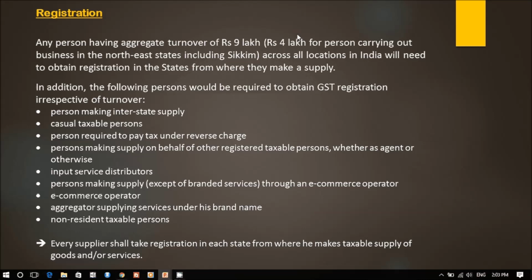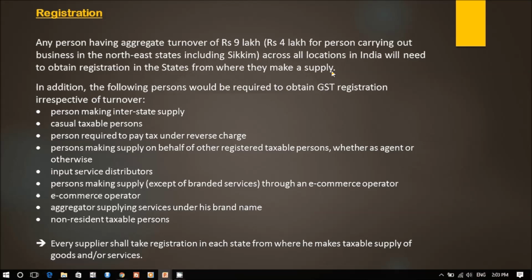And they have to obtain the registration in the state from where they make a supply. It means if a company is having operation or makes supply from 10 states, then they have to take registration in all 10 states. This is the limitation, but this was necessary.